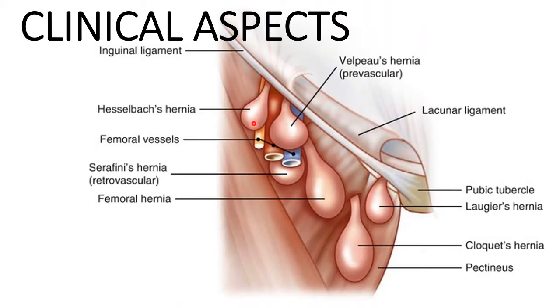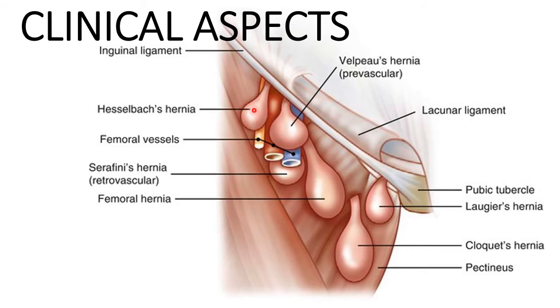Now coming to the clinical aspects, the femoral hernia. Femoral hernia is a common thing which we can identify, if the hernial sac is present below the inguinal ligament, and there are different types. If the hernial sac is present in front of the femoral vessels, that is called a prevascular hernia, or Velpeau hernia.